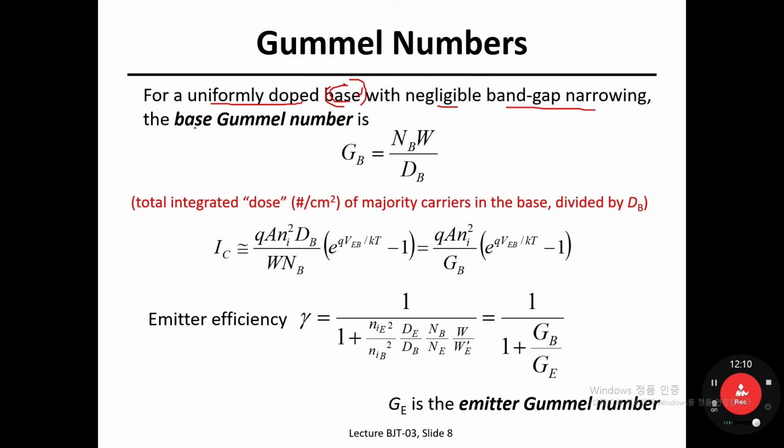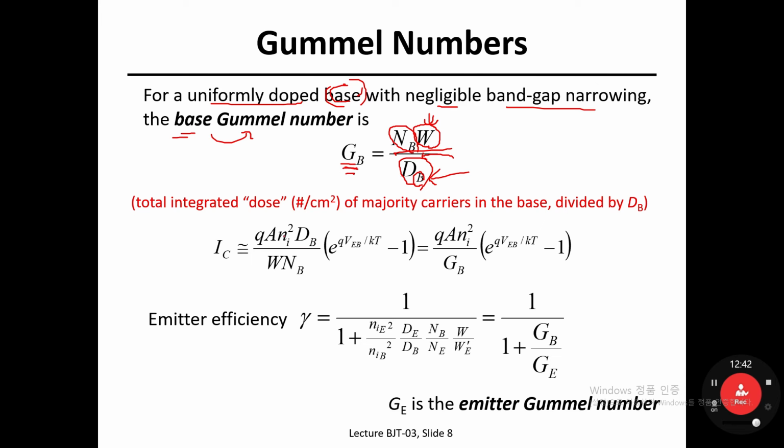Then the base Gummel number, G sub B, can be simply defined as NB, the base doping concentration, times the physical width of the quasi-neutral base region, divided by the diffusion constant in the base region. I mean the minority carrier in base. In the case of a PNP BJT, base is N-type, so the minority carrier is hole. So the hole diffusion constant in base can be used in defining the Gummel number.